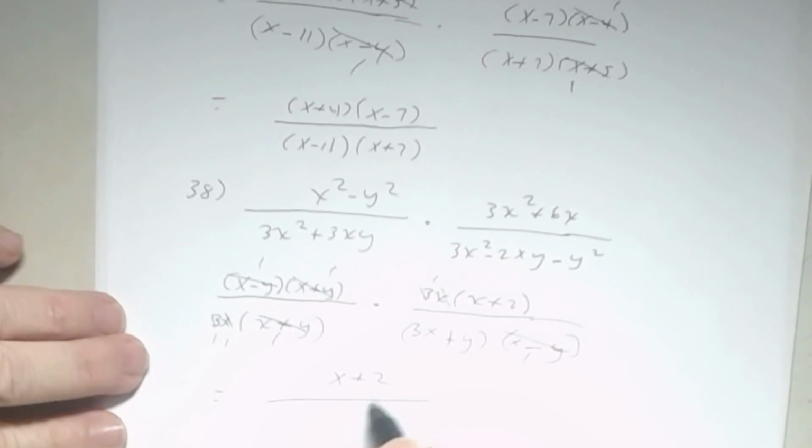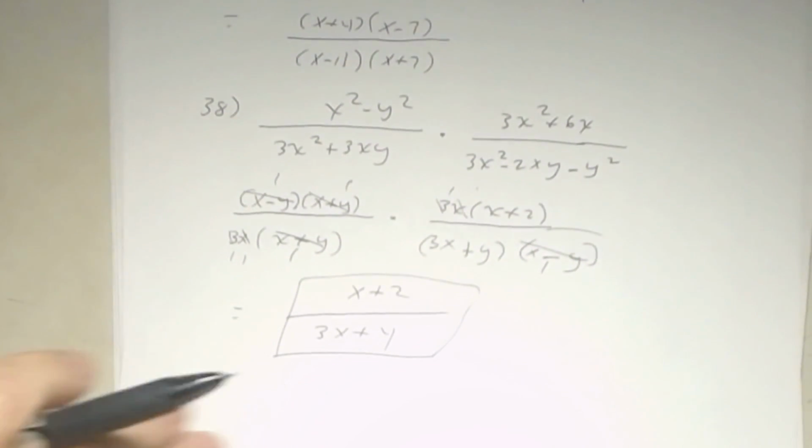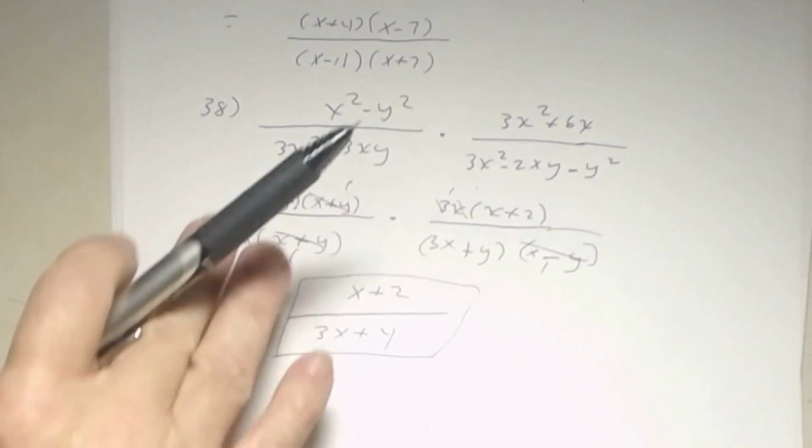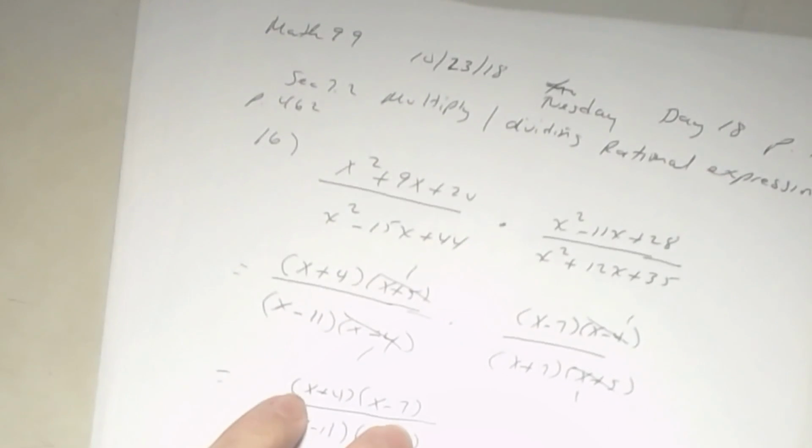So what's the answer going to be? X plus 2 divided by 3 times x plus y. 3 times x plus y. And the answer, since it was broken down when you factored it out, do we have to leave it in parentheses like it is? No, don't leave the parentheses off. Okay. The only time you want to leave it off is when you have something like this.